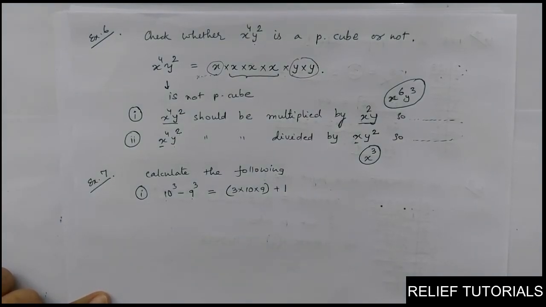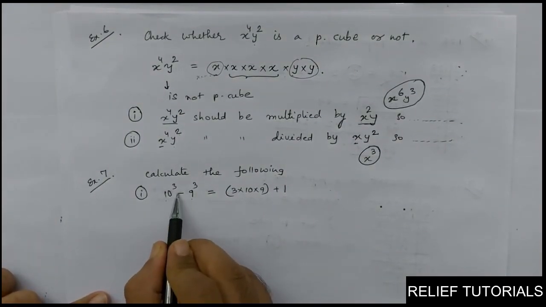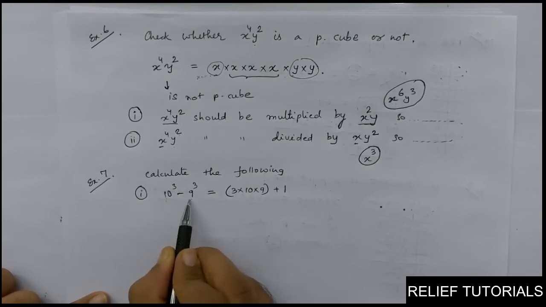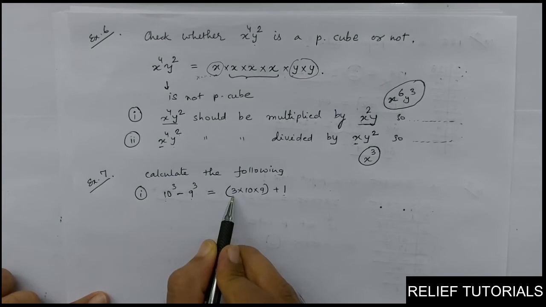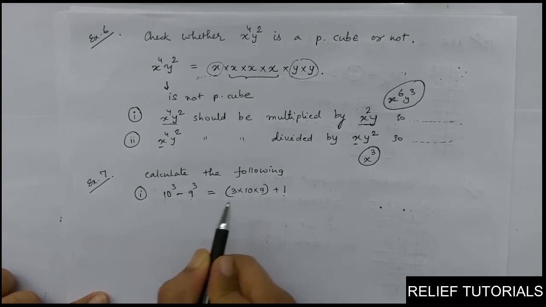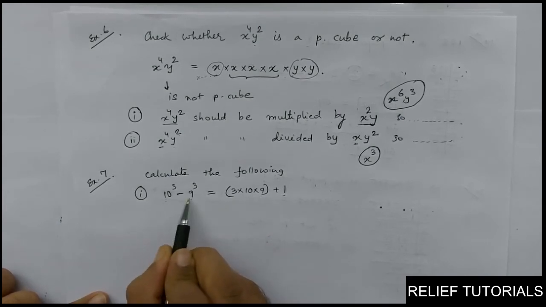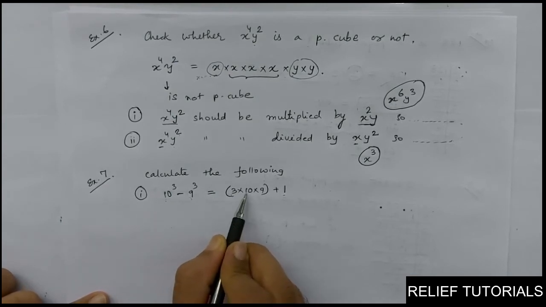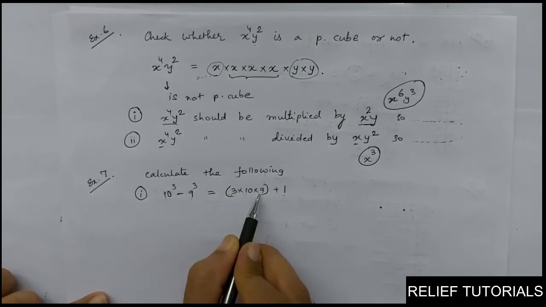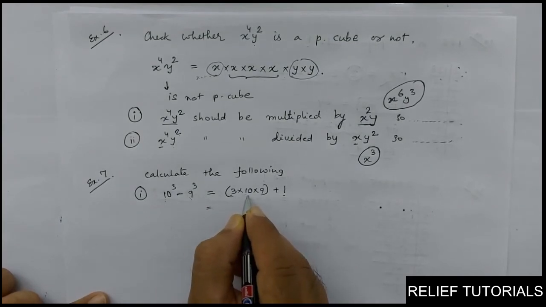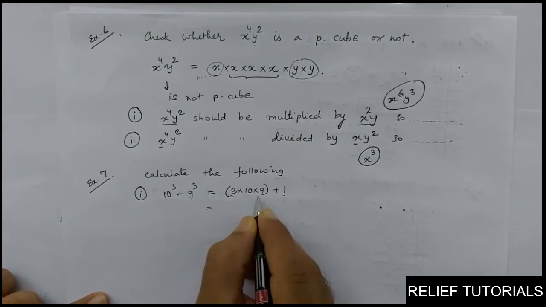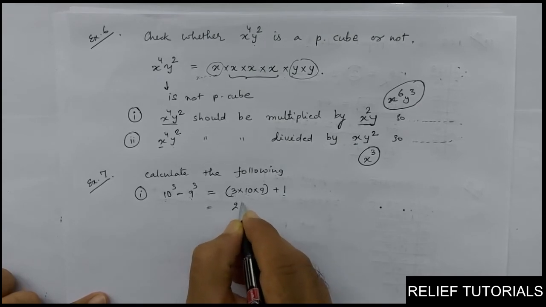The property says that the difference between cubes of two consecutive numbers is 1 more than 3 times the product of those numbers. That means 3 multiplied by the product of these two, 3 multiplied by 10 into 9, and plus 1. So 3 tens are 30, 30 into 9 is 270, and 270 plus 1 is 271.